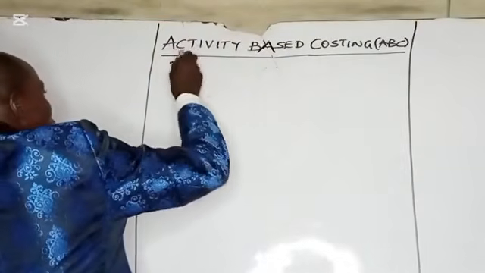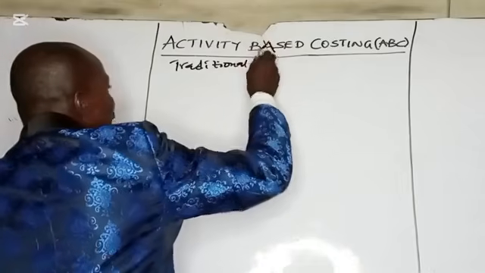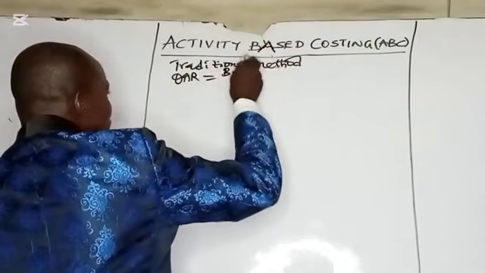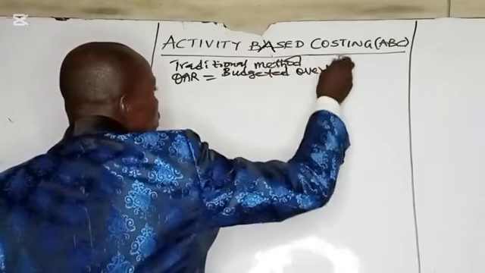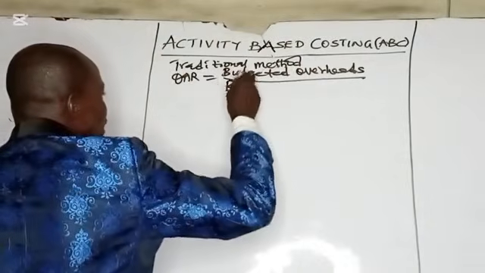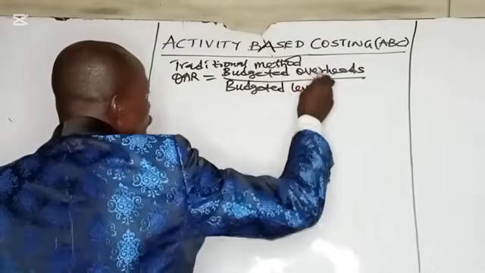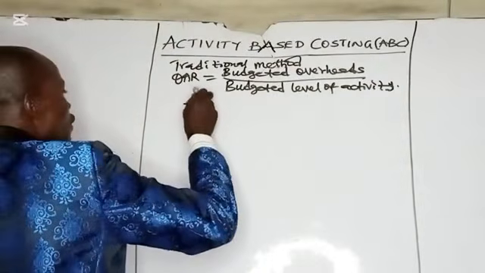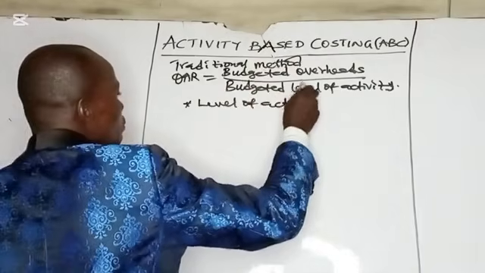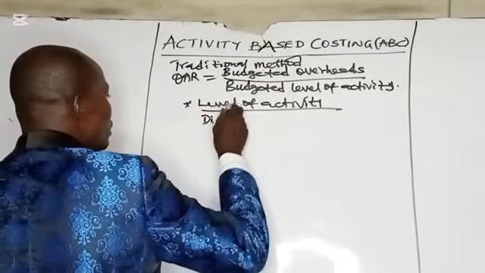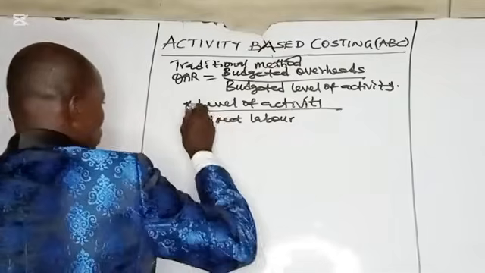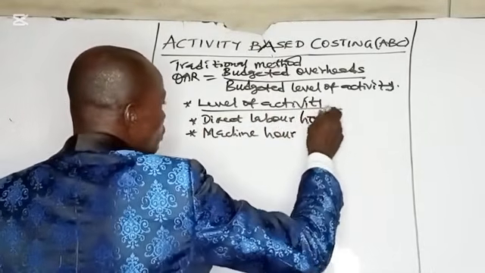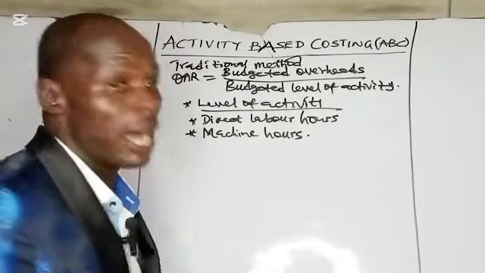So, using traditional method to compute overheads absorption rate equals budgeted overheads over budgeted level of activity. The level of activity could be direct labor or machine hours. Direct labor hours or machine hours. So, under the traditional method.